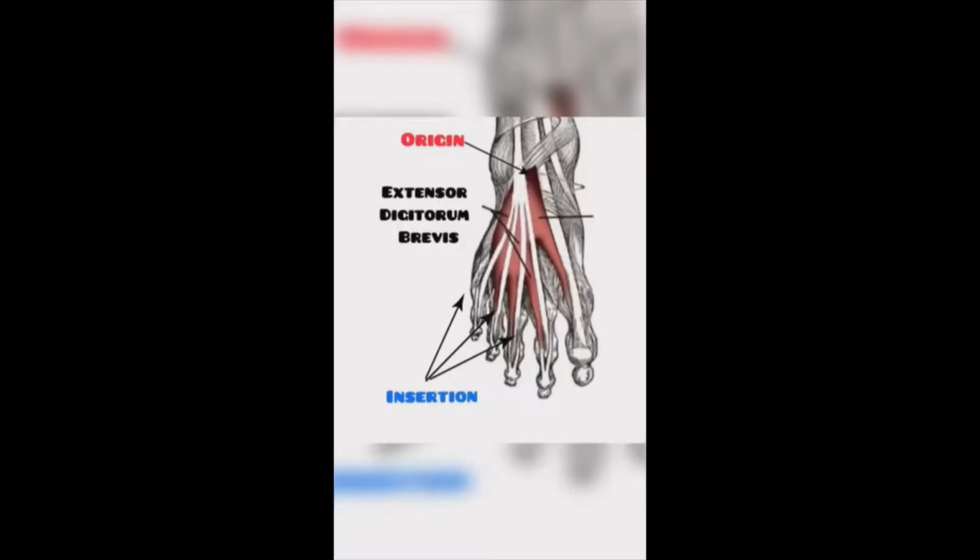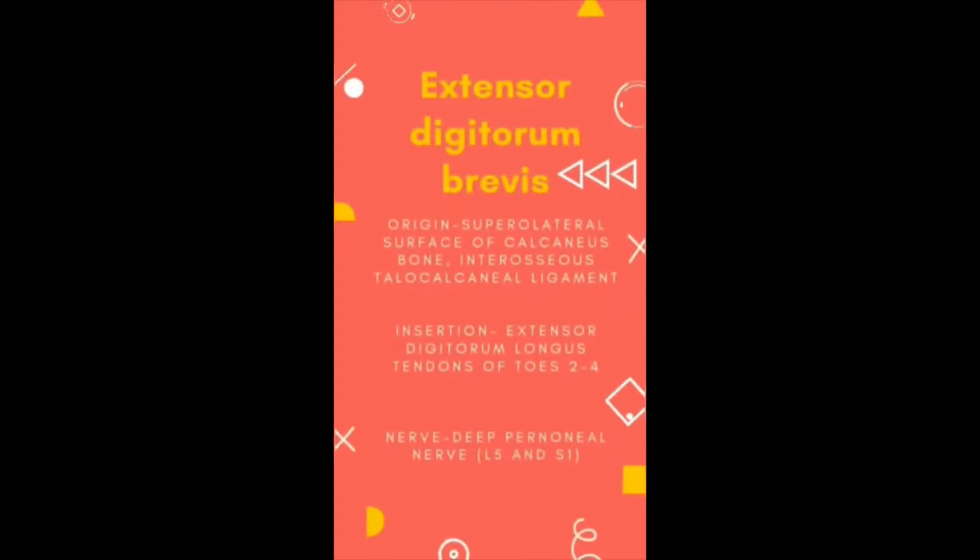Extensor digitorum brevis originates from the superolateral surface of the calcaneus bone and interosseous talocalcaneal ligament, and is inserted into the extensor digitorum longus tendons of 2nd to 4th toes. It is supplied by the deep peroneal nerve and has a root value of lumbar 5 and sacral 1.